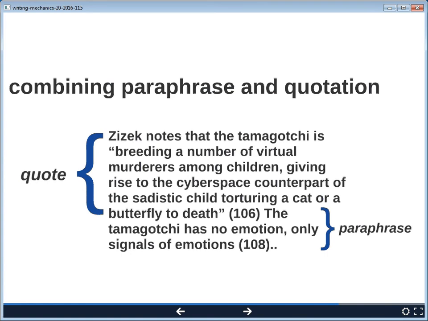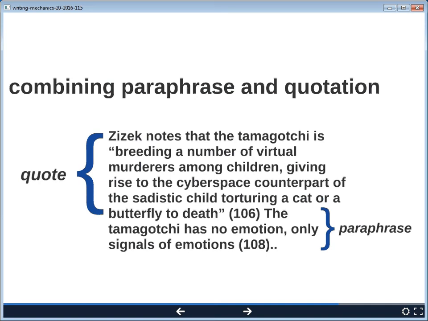Often it's really effective to combine paraphrasing and quotation. So if you find yourself wanting to build in a bunch of lengthy quotes and trying to use a bunch of block quotations, maybe explore combining paraphrase and quotation. So quote some of it and paraphrase the rest of it. For example, Zizek notes that the Tamagotchi is, and we've got the same quote, breeding a number of virtual murderers among children, giving rise to the cyberspace counterpart of the sadistic child torturing a cat or a butterfly to death.